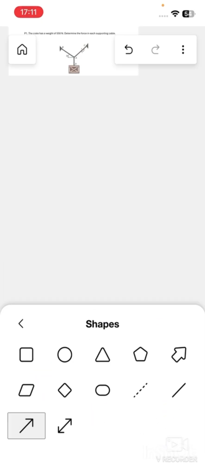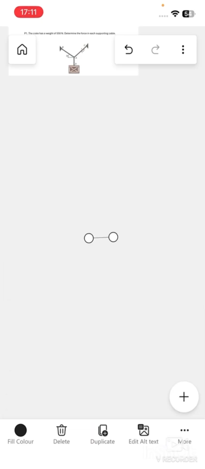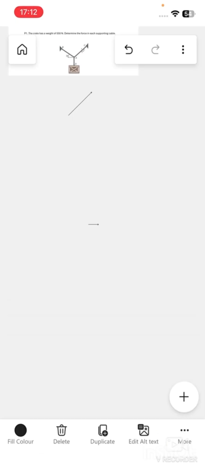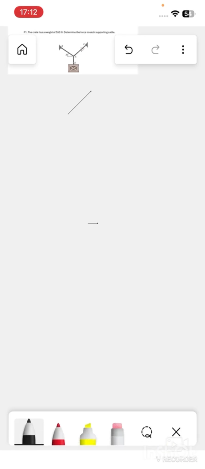Let's go to the shapes. Let's put it here. Okay, we have this force. We have, I think, 4. It's not 4, it's 3 forces here. Yeah, you have 3 forces.